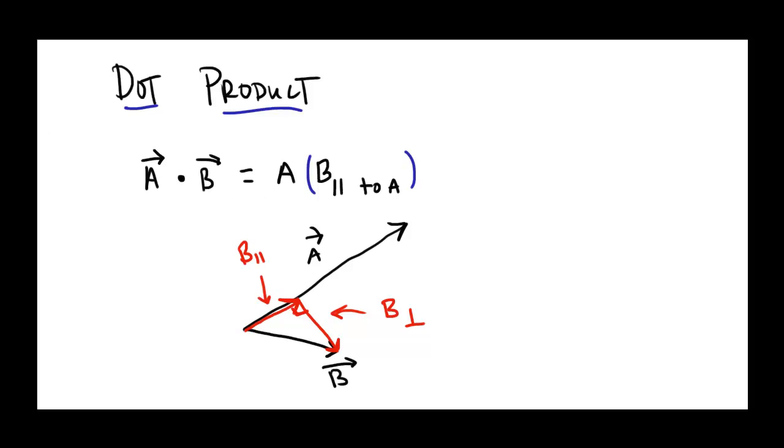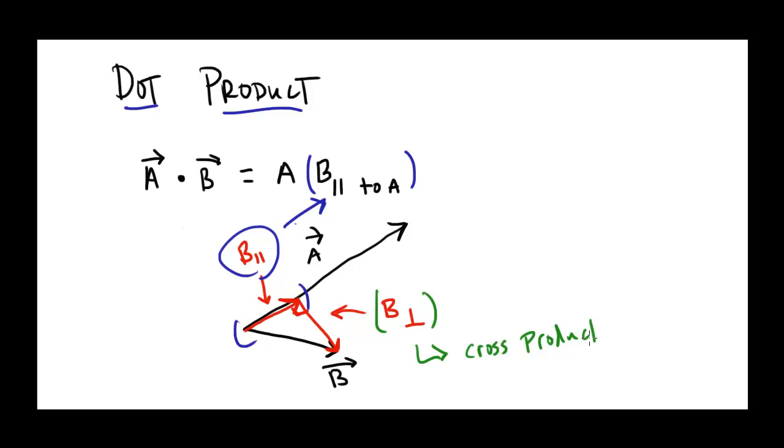Well, when I'm interested in the dot product, all I'm interested in is B parallel. So this vector right here, B parallel, is what I'm going to multiply A by when I'm doing the dot product. Just to preview things to come, B perpendicular is what we're interested in for the cross product, which will be involved later.